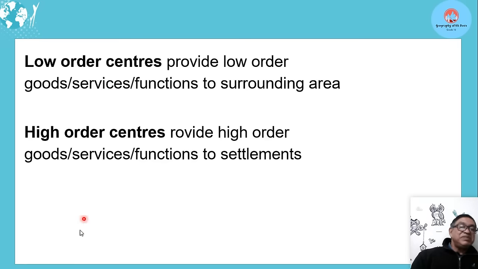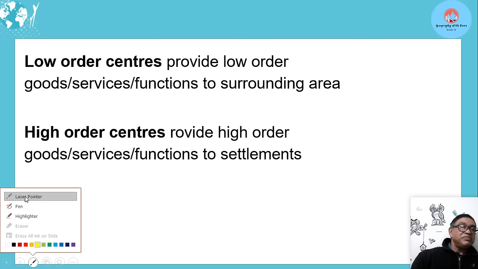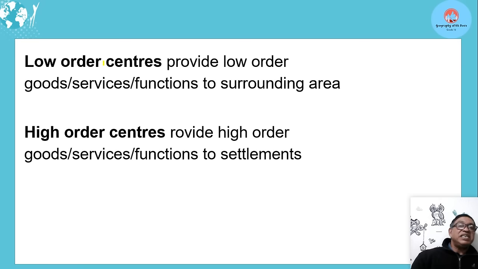Then we get centers. Now, let me get my highlighter again. It's a center. All right. It may have a few shops together, whatever. If it's low order, it functions, its goods and services to the surrounding area. Do you understand? If it's a high order center, it provides goods and services to settlements. Maybe your center like Eastgate Mall, you understand, will supply a large area. It may supply all the little towns in the area. People come there for shopping. I know it's quite exciting for many people to come in and shop there.